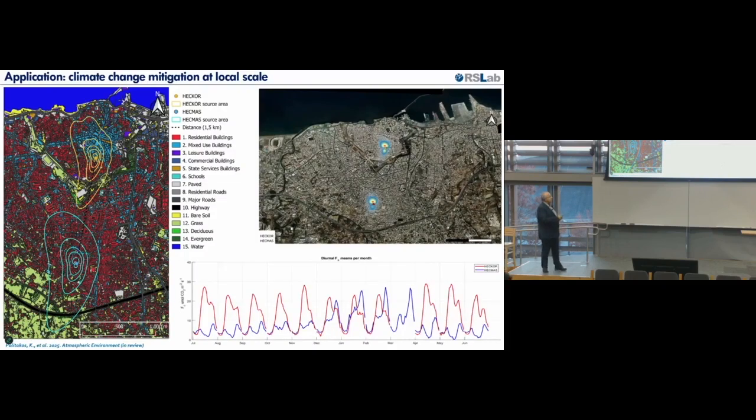You can just remember the red curve from this flux tower. This is the morning maximum and the bimodal curve. And this is more or less the same throughout the year because it's driven by traffic.